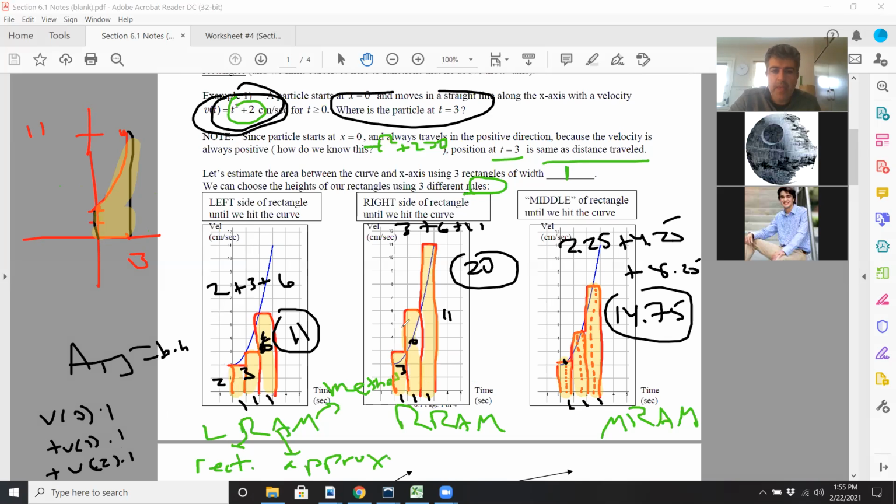For Rram, I'm plugging in 1, 2, and 3 for x into the velocity function. So in this case, I'm doing v of 1 times 1 plus v of 2 times 1 plus v of 3 times 1. For Mram, I'm doing v of 0.5 times 1 plus v of 1.5 times 1 plus v of 2.5 times 1.